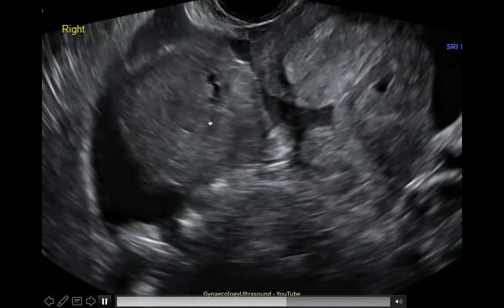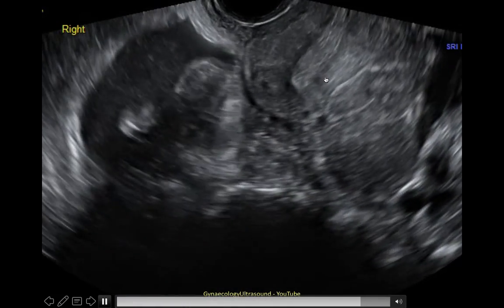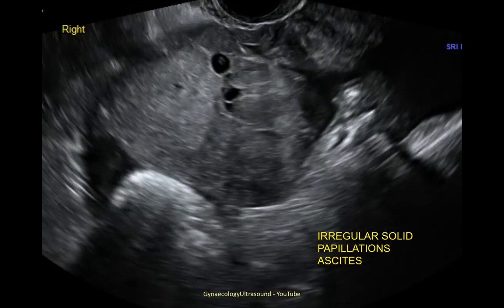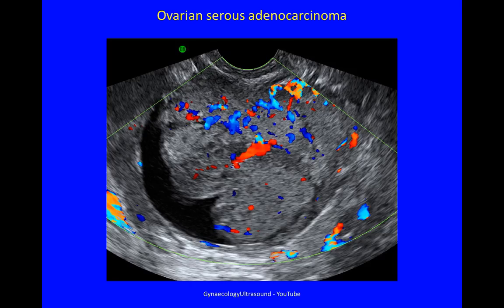There's the mass and there's the uterus coming into view. Irregular solid with papillations and ascites. This mass is irregular solid with a small cystic component, but it's less than 20%, so this is still considered a solid lesion with strong vascularity.